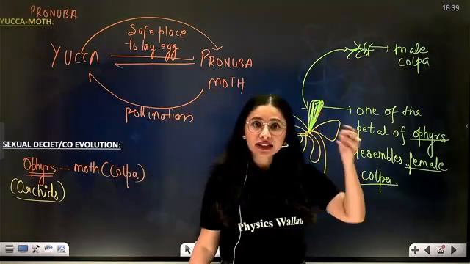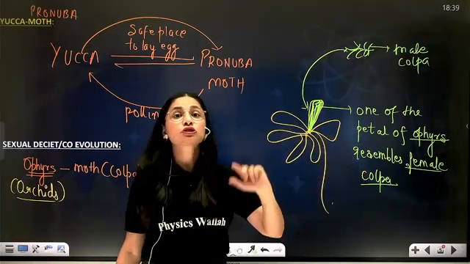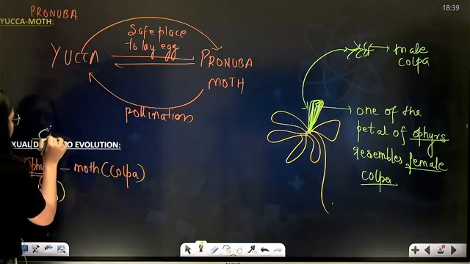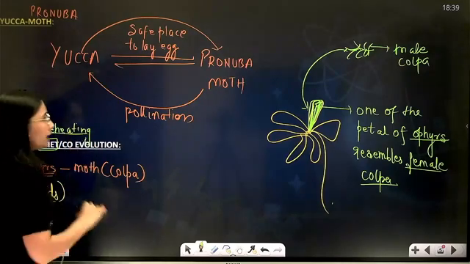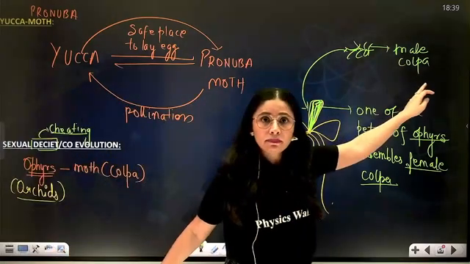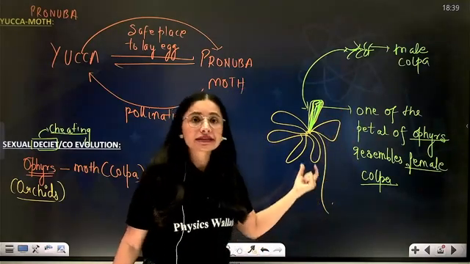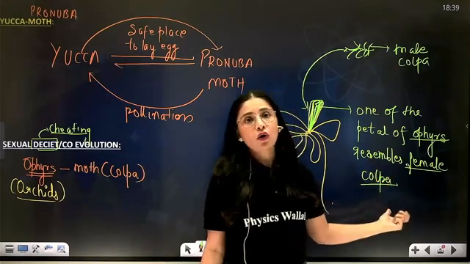Now it is pseudo-copulation. This Colpa is not getting any benefit. Rather, this Colpa is getting cheated. Sexual deceit. Deceit means, beta, cheating. And why is it sexual deceit? Because this male Colpa is invited by the flower, as the flower resembles its sexual partner, its female Colpa.